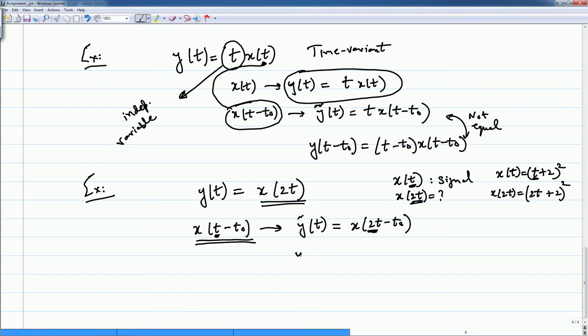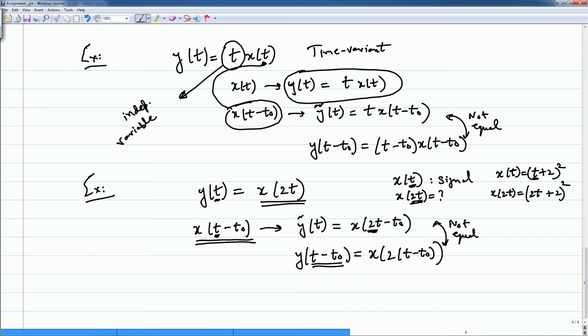On the other hand, y of t minus t naught is what? I have an equation for y of t. y of t is x of 2t. Wherever I have t, I have to put, no, I am sorry, y of t is x of 2t. Instead of t, I should put t minus t naught. On the right hand side, instead of t, I should put t minus t naught, and I will get something like this. So, you see these two are not equal, and this is a time variant system.